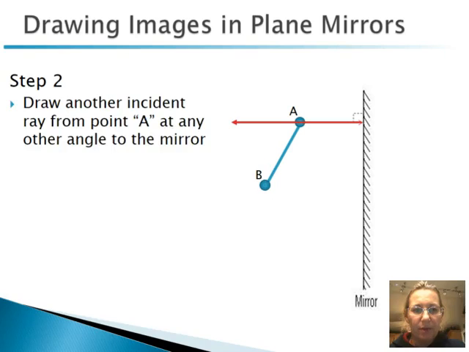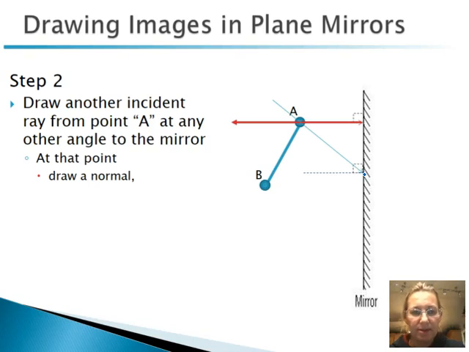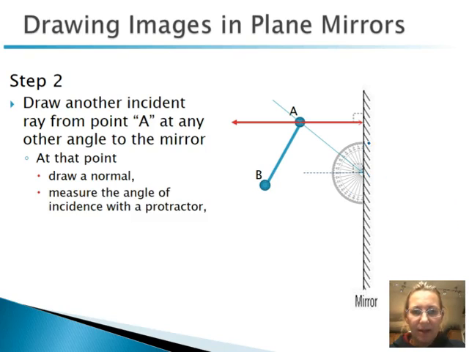Now that we have that drawn, we have to draw another incident ray. This incident ray can go at any other angle to the mirror other than the 90 degrees. So for our example, here's our second incident ray. Again, this is another point of incidence, so we are going to draw a normal. A normal is 90 degrees to the surface of the mirror at the point of incidence. Once we have our normal drawn, we can take our protractor and line it up on the mirror and on the 90 degrees, and then measure our angle. In this case, it looks like 10, 20, 30, 40. It looks like 40 degrees.